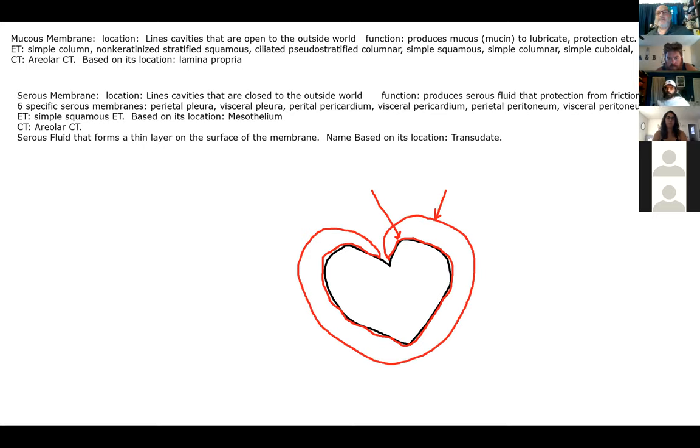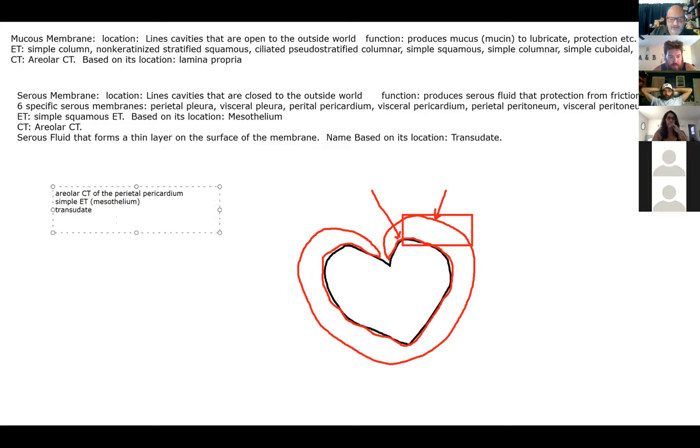If we were to take a chunk of this out and look at this, let's actually cheat. Let's do it this way because it'll be easier. If I do it up here and take this chunk out, if you think about what we have here, I'll do it with words rather than with drawings. Basically, the outer layer, we have the areolar connective tissue of the parietal peritoneum, no, pericardium, sorry. And then sitting underneath that would be the simple squamous epithelial tissue, the mesothelium. And then sitting on top of that would be the transudate.